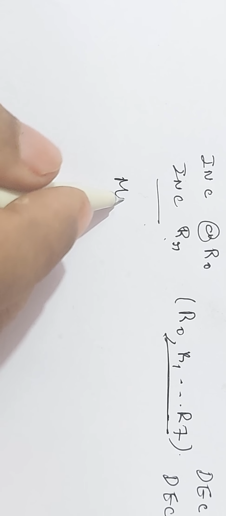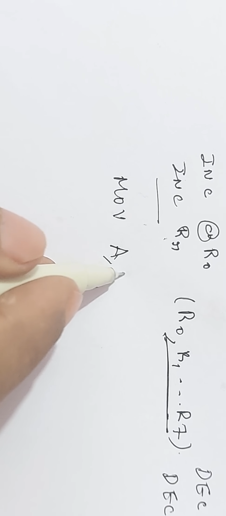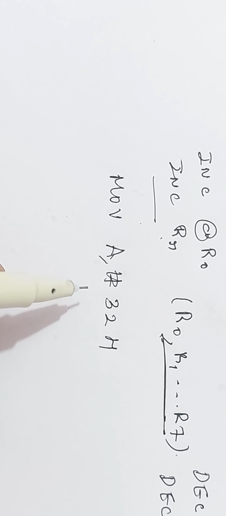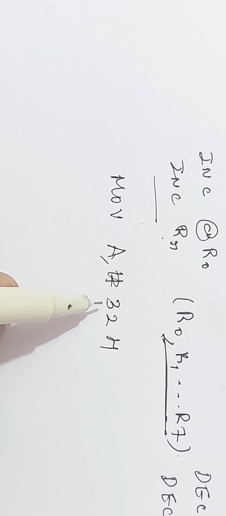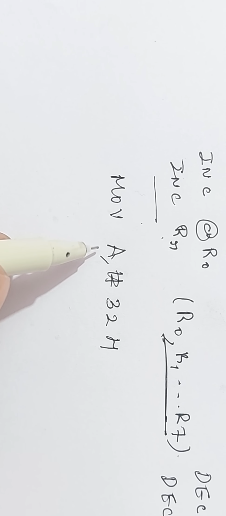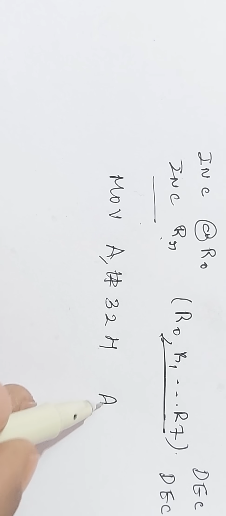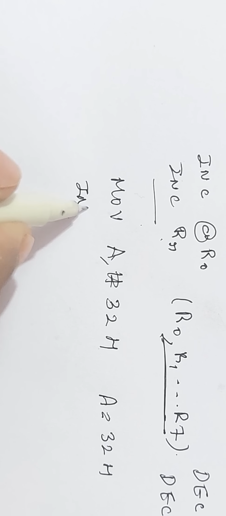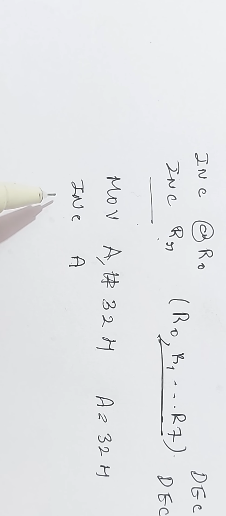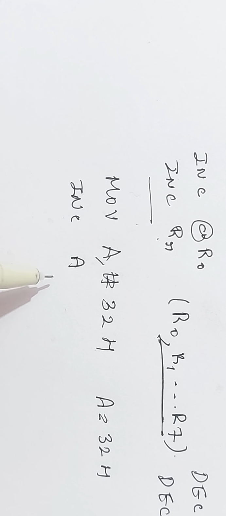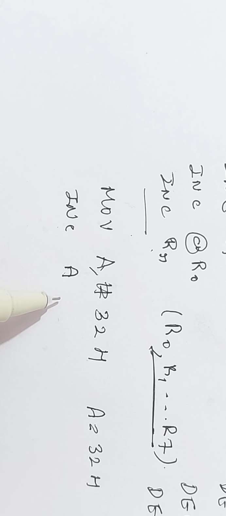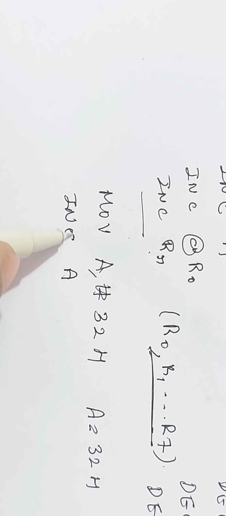So, MOV A, #32H. What does this mean? It is an immediate addressing mode in which the immediate number 32H is moved to the register A. Now the register A contains the value 32H. If I write increment A, increment is an arithmetic instruction. It should have only a destination, no source. Therefore, you can't write increment A comma something. It is just increment A.